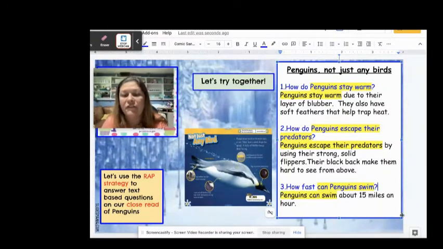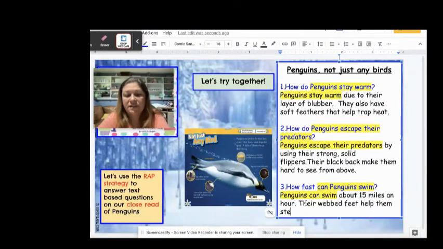And penguins can swim about 15 miles an hour. Their webbed feet help them steer.